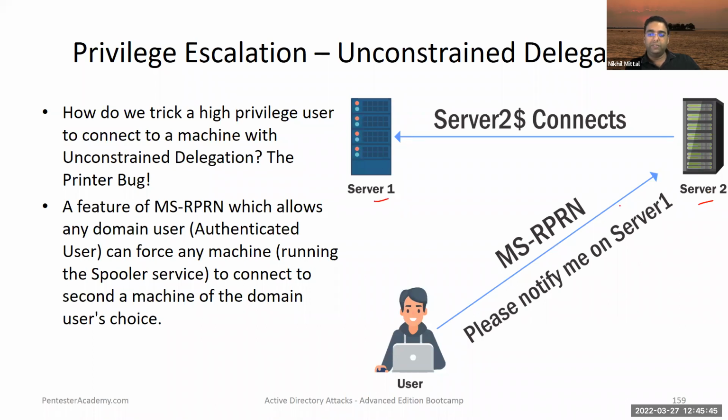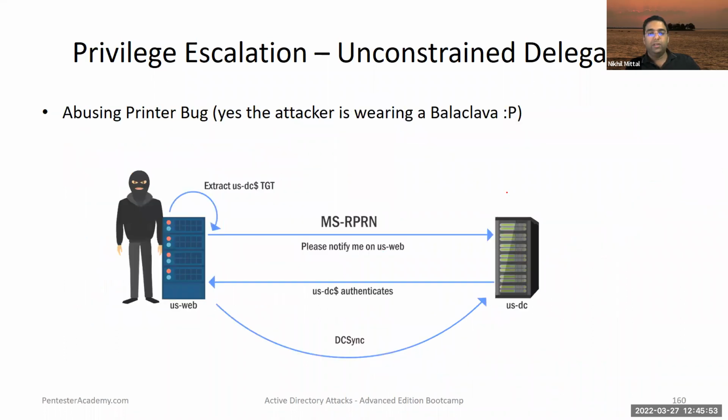So the user will say, please notify me on server 1, and server 2 will connect to server 1 using their machine account. And now the user wears a balaclava, so it becomes an attacker. That is what we are going to do. Using MS-RPRN, if you have compromised US web that has unconstrained delegation enabled, we will tell the DC, please notify me on US web. We are forcing the DC. The DC cannot say no to it.